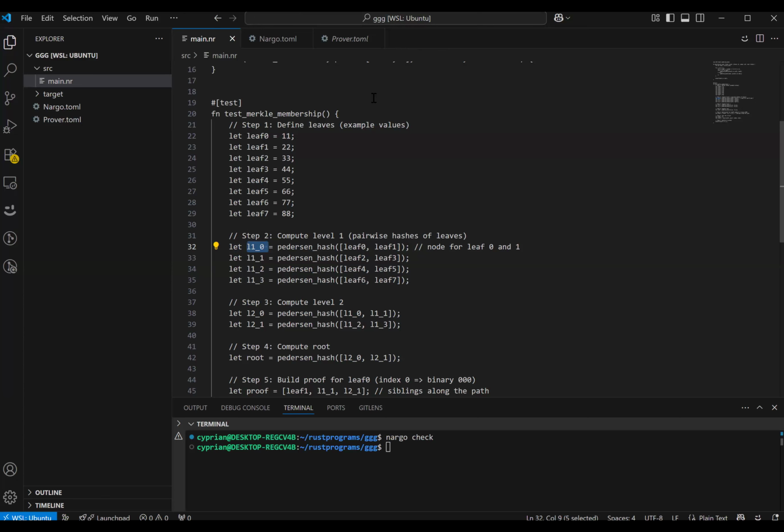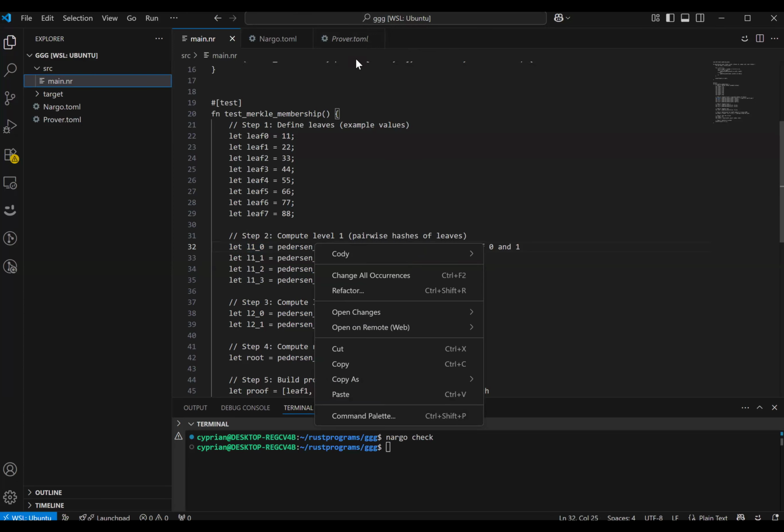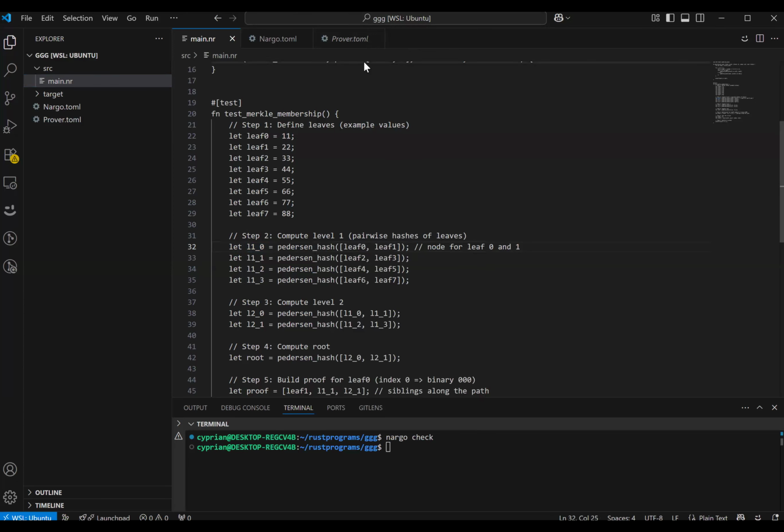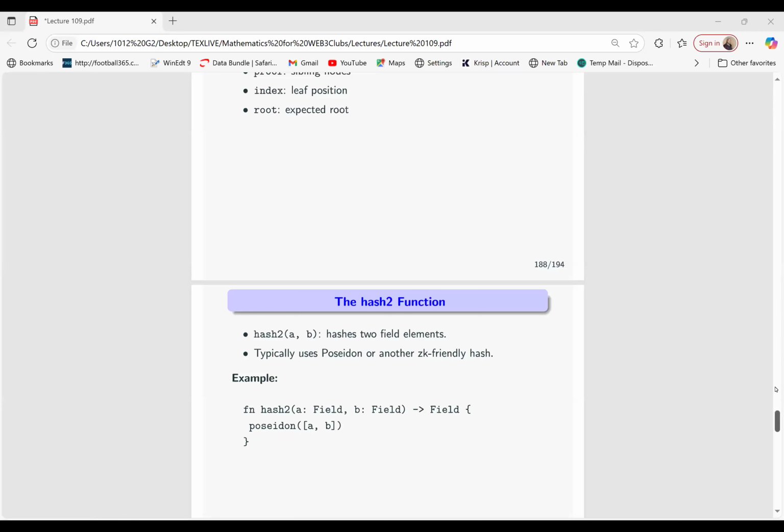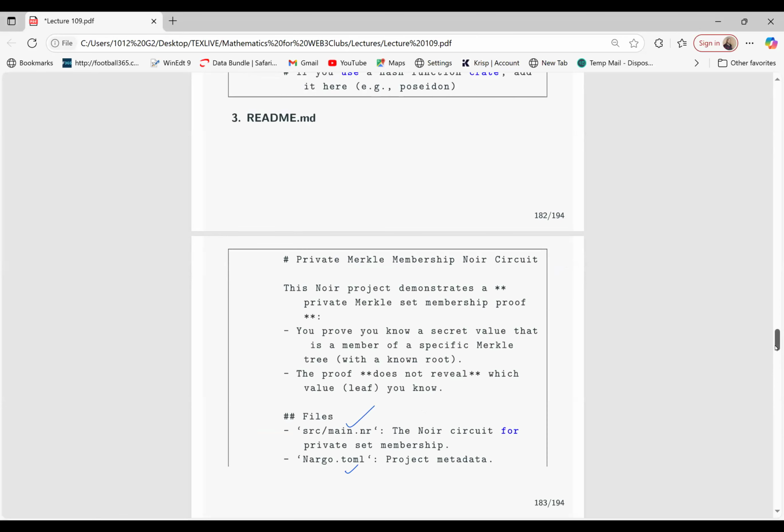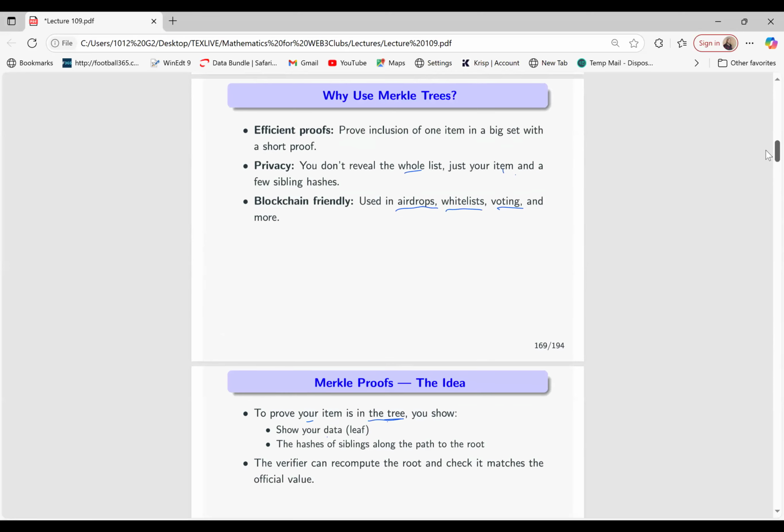Let me just share the diagram I had drawn so that we come back here. Let me share the diagram we had looked at earlier. You look at it, and then we come back and look at that proof. There's this diagram I had shared earlier of the Merkle tree.